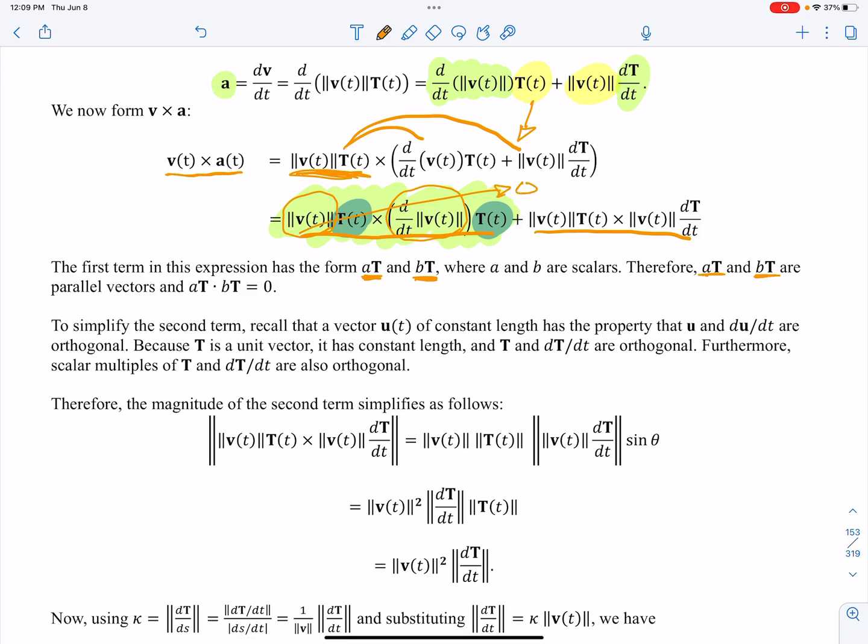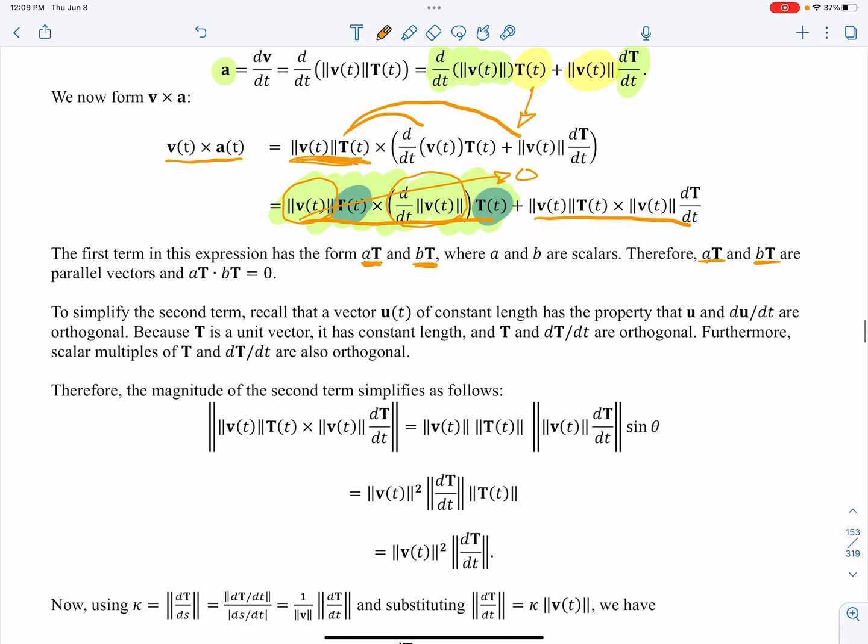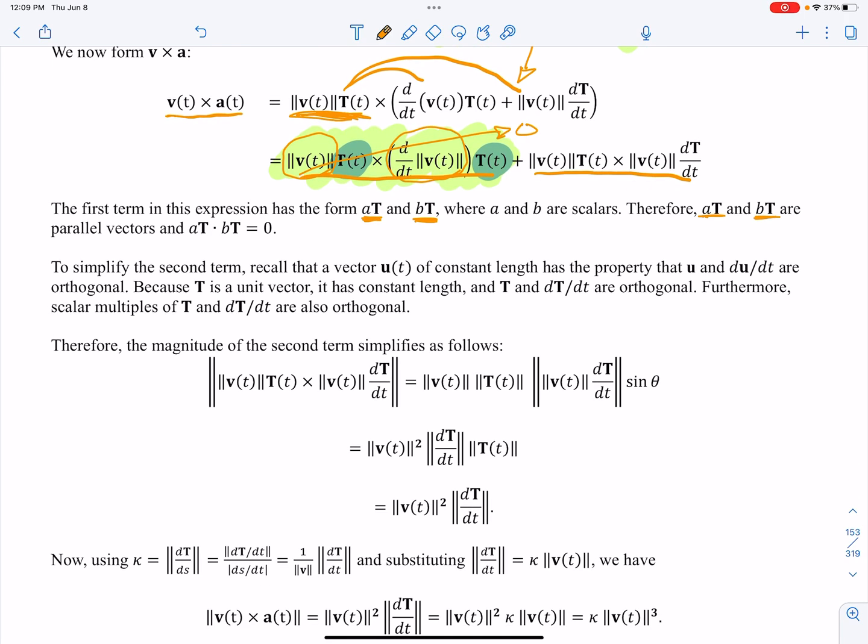To simplify the second term, recall that a vector of constant length has the property that u and du/dt are orthogonal. I'll prove this in a moment because we're going to use it in another video. So I'll verify this a little later. Because T is a unit vector, it is of constant length, and T and dT/dt are orthogonal. Furthermore, the scalar multiples of T and dT/dt are also orthogonal.